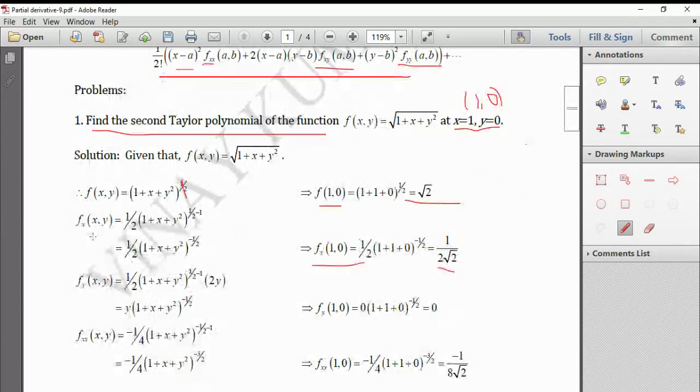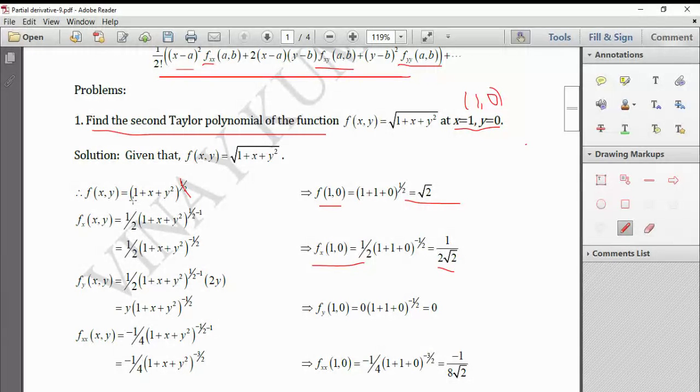Next, find out what is your fy, the partial derivative of f with respect to y. As usual, here x and y are added together, so we cannot separate them. Assume that this is a function of y, in y to the power of n form. So the derivative of that is half into (1 plus x plus y square) whole to the power of half minus 1.